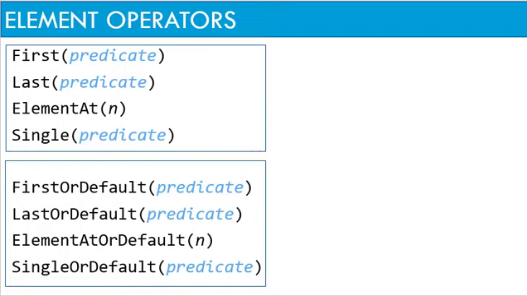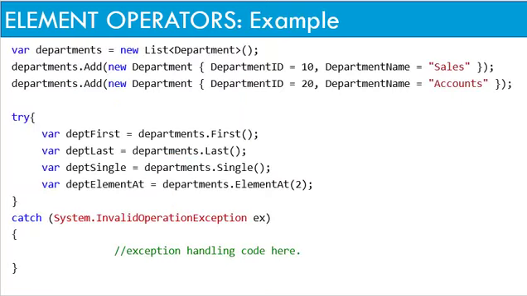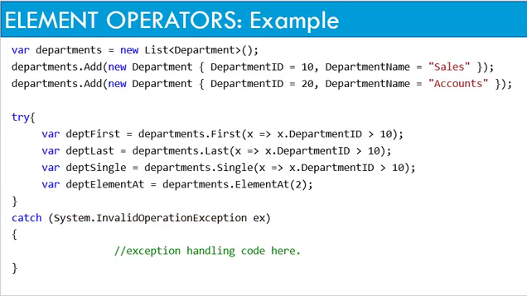These operators also have overloads which take a predicate as a parameter. However, element at and element at or default are exceptions. These two operators do not allow passing a predicate as a parameter. Here is an example which shows how the element operators are used. Please note the try-catch blocks which are used to catch the invalid operation exception because these operators do not return the default values. Here, predicates are passed to these operators. Please note the element at does not accept any predicate.